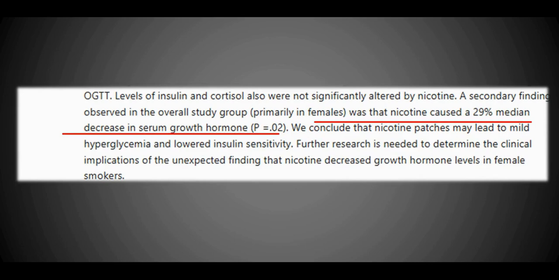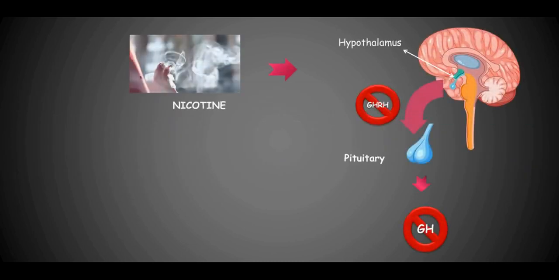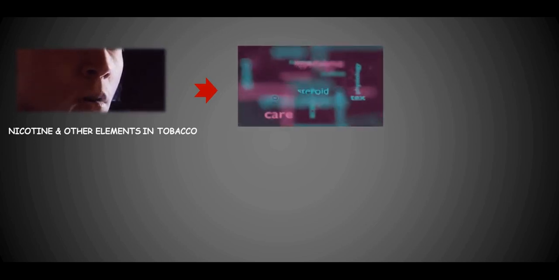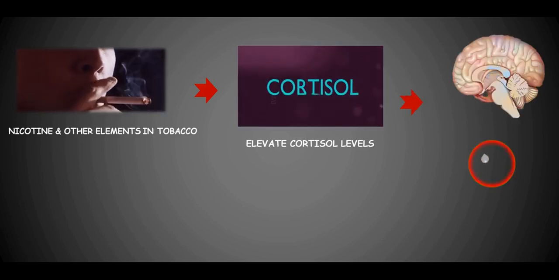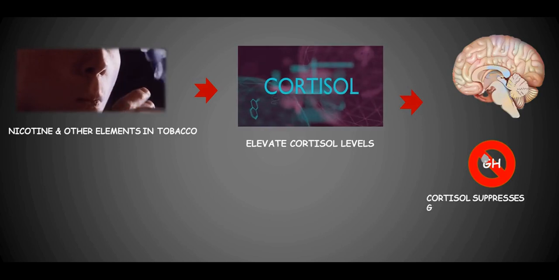Smoking reduces growth hormone levels through several mechanisms. Nicotine and other compounds in cigarettes can interfere with the release of growth hormone-releasing hormone from the hypothalamus and subsequent GH secretion by the pituitary gland. Smoking also elevates cortisol, which is a stress hormone. High cortisol levels suppress GH release directly and antagonize its effects on tissues by reducing insulin-like growth factor 1 activity.